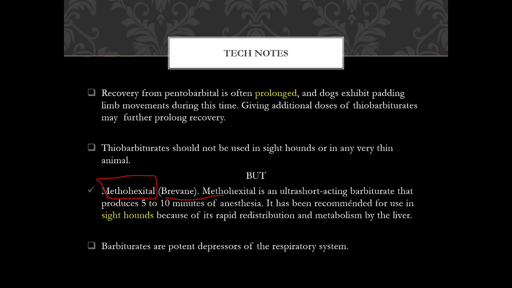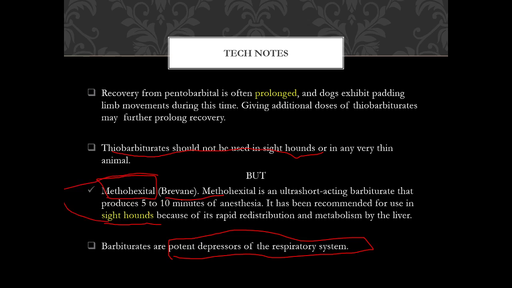Methohexital is an ultra short acting barbiturate that produces 5 to 10 minutes of anesthesia. It is recommended for sight hounds because it rapidly redistributes and goes to the liver for metabolism. Always remember that these guys are potent depressors of the respiratory system, so they stop breathing very well. That's why we use them for euthanasia solution. So thiobarbiturates in general should not be used in sight hounds except for, remember this, methohexital. That may come up.